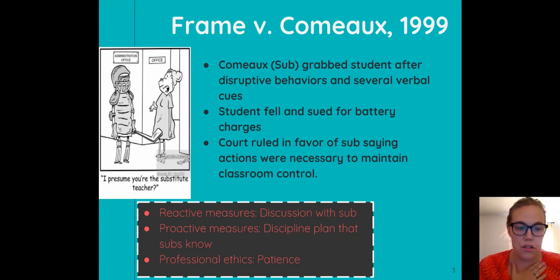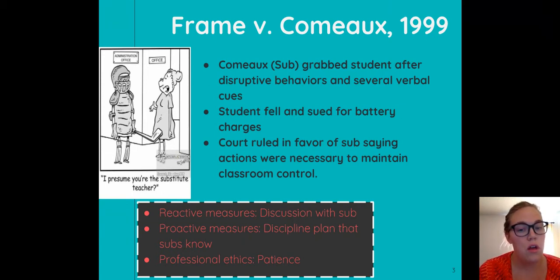So a reactive measure that I think would happen in my school is that there'd be a discussion with the sub. I think sometimes with substitutes there's a disconnect because they're not in the schools every day, and that's kind of why I put that meme, or comic, on the side, because I think substitutes have it a little bit harder because they don't have that built-in relationship with those students. So I feel like maybe there would be a discussion with the sub about what we can do differently next time, or that you should have called one of us from the administration first, or something like that.